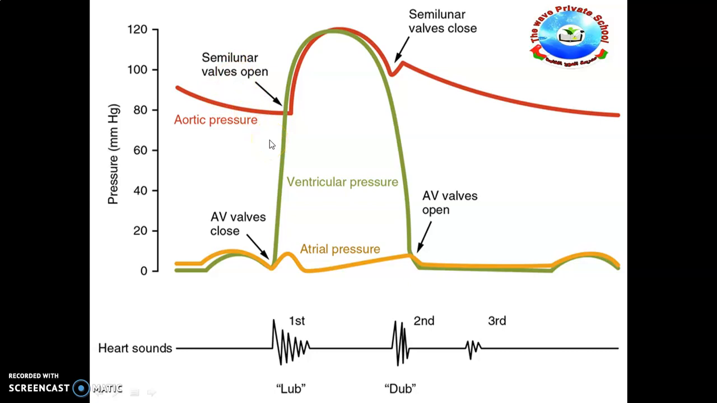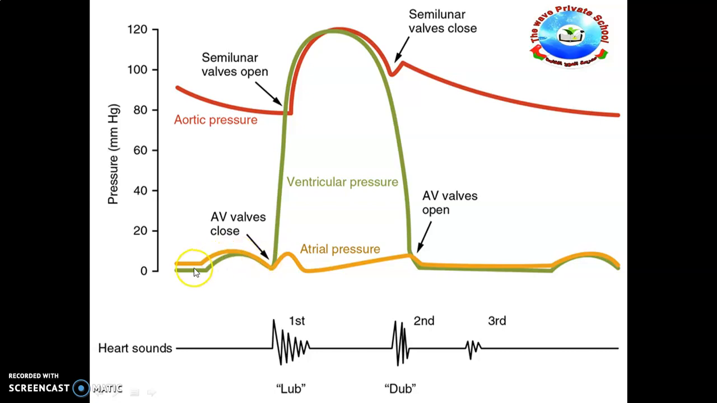Then in the third stage, the semilunar valves close, and then the bicuspid valves will be open. Okay, this is all because of the pressure in the ventricles pushing the blood upward into the aorta. So like that, when this graph is coming like that, this is the P wave we say. In the next picture I will explain this ECG graph.